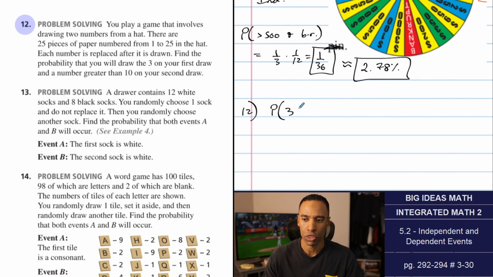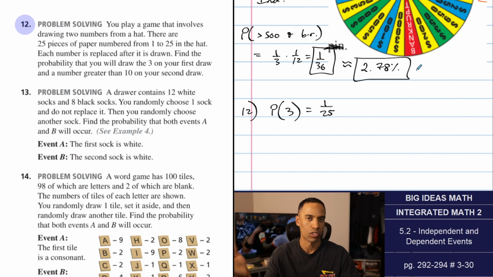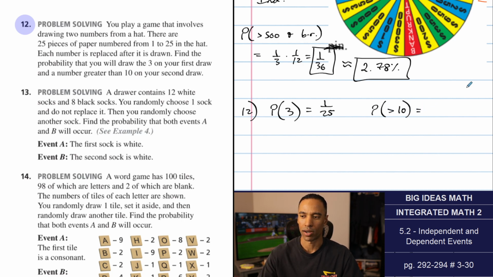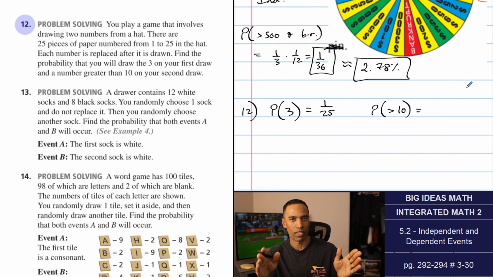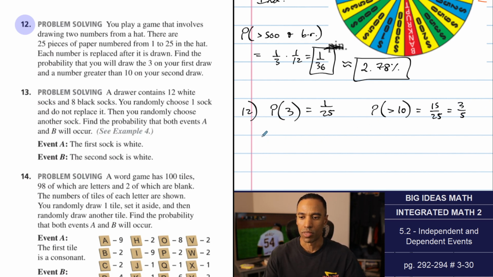Probability of drawing a 3 is the same as probability of drawing any other number. It's 1 out of 25. You're equally likely to draw 3 as you are to draw 21 or a 12. So it's 1 out of 25. Probability of drawing greater than 10: how many numbers are greater than 10 up to 25? 11 to 25 is 15 numbers. So that's 15 out of 25, and that reduces to 3/5. These are independent events.